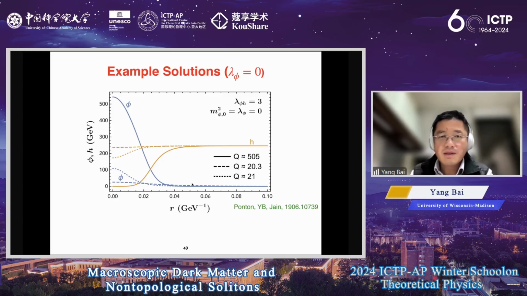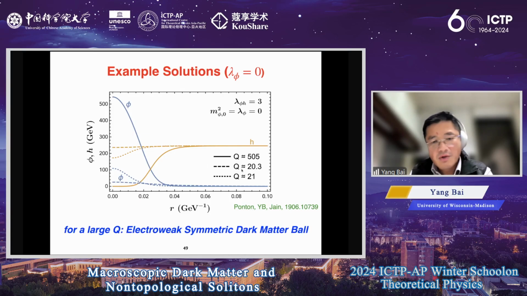That's also kind of interesting. That's also kind of a little bit generic. When we study those non-topological solitons, sometimes for fixed charge Q, we may have two types of solution. Later on, I will show the energy per charge for those two types of solutions. So here I just want to emphasize that for large Q, for some very simple object, a non-topological soliton, you may also anticipate that inside that object electroweak symmetry is restored, and we can call this an electroweak symmetric dark matter ball, for example.